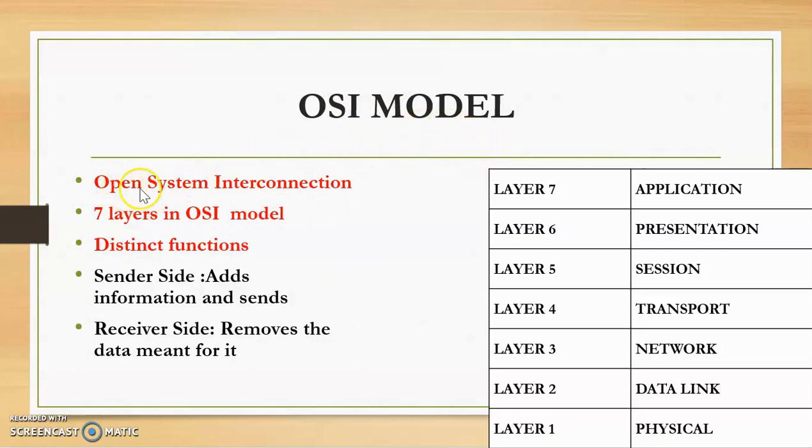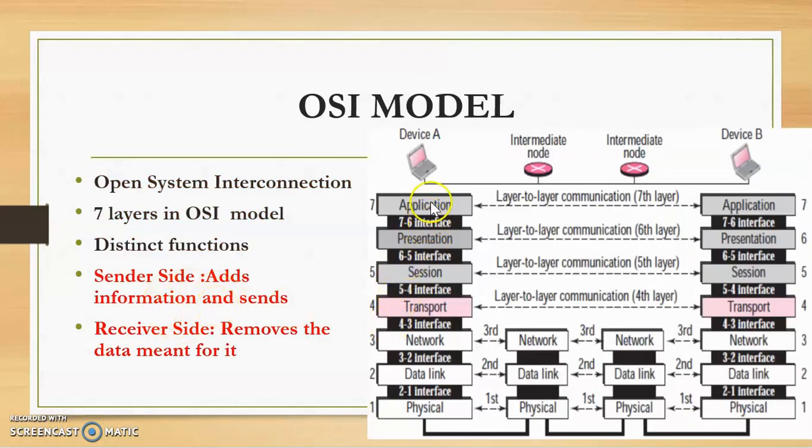So OSI stands for Open System Interconnection Model. It has 7 layers, that is physical, data link, network, transport, session, presentation and application layer. And each of these layers has its own different functions. Also at the sender side, each layer will add its information and send it to the lower layer. For example, the application layer will add its information and send it to the presentation layer. Presentation will add its information and send it to the session layer, and so on till it reaches the physical layer.